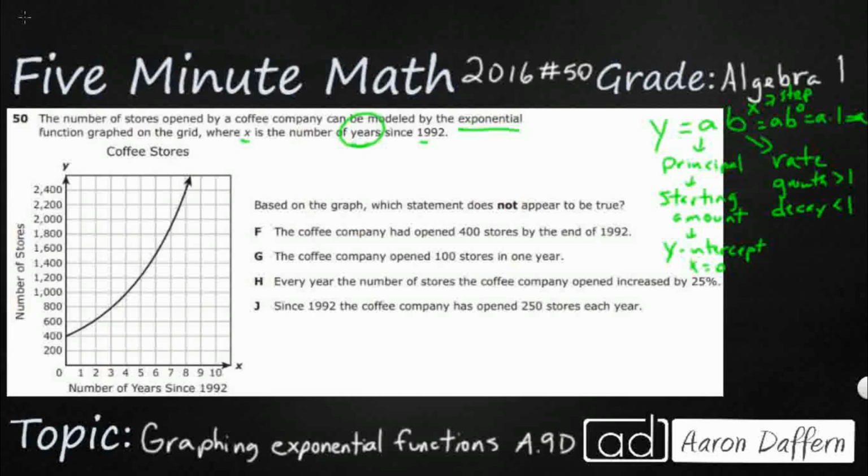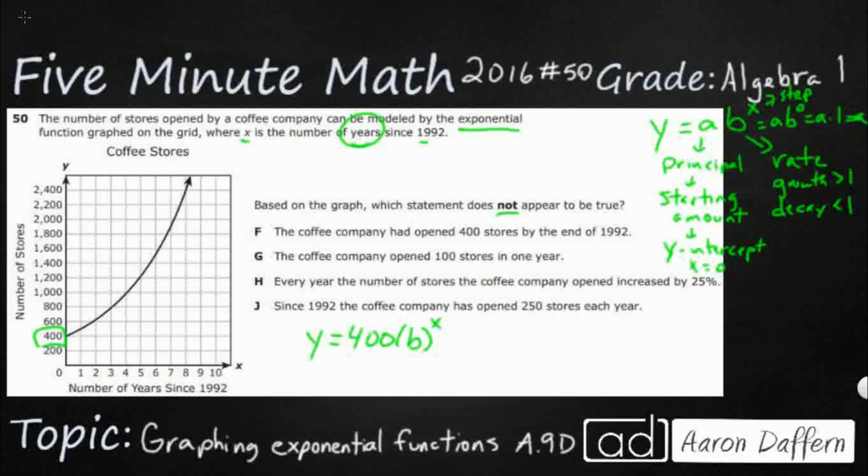Now, what does that tell us about this graph? Well, we know that we've got an a term of, let's just go ahead and call that 400. Okay? So y equals that 400. We don't know exactly what the rate is, but I don't think we need to know what that is. So we'll just kind of leave it like this, b to the x. But we know that that a is that starting term. So which statement does not appear to be true?